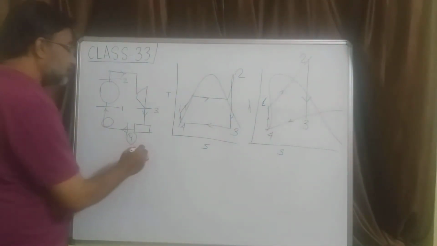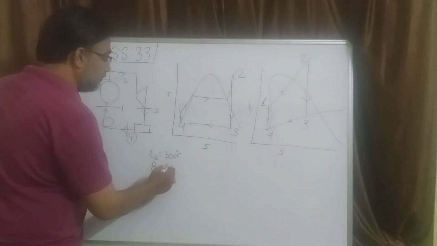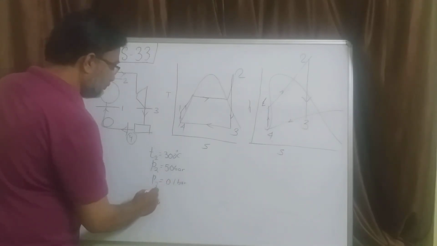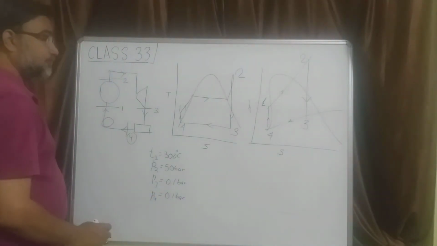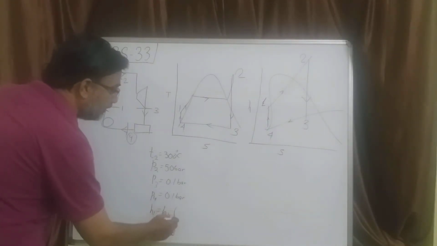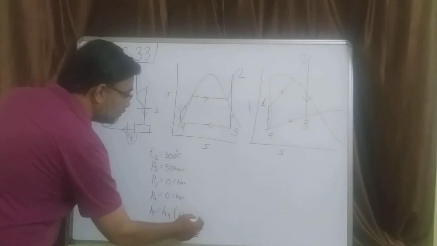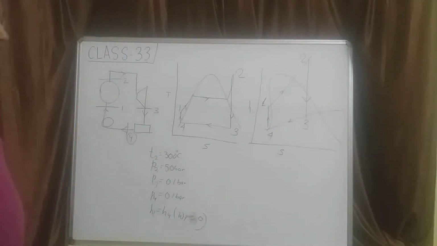Now what is given? T2 is 300 degree centigrade and P2 is 50 bar. Then P3 is 0.1 bar, P4 is 0.1 bar. Okay, what else you can write? You can write H1 is equal to H4, neglecting pump work. If pump work is assumed to be 0, then H1 is equal to H4, right?